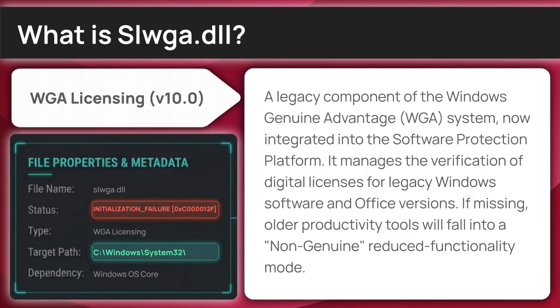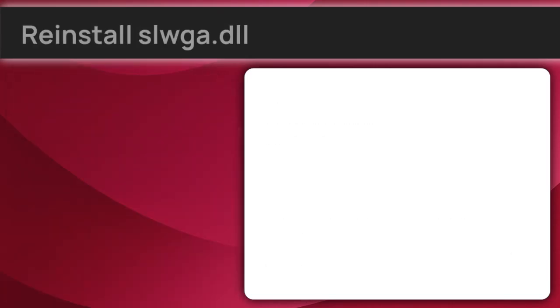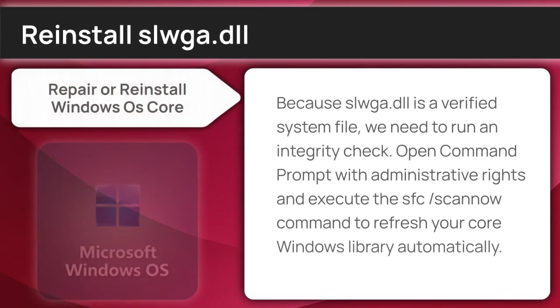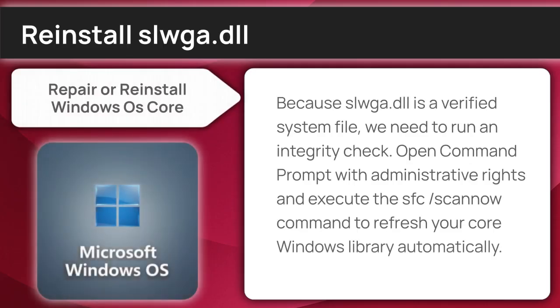With that background out of the way, here is how we actually restore the missing component. Because software licensing Windows Genuine Advantage DLL is a verified system file, we need to run an integrity check. Open command prompt with administrative rights and execute the sfc /scannow command to refresh your core Windows library automatically.